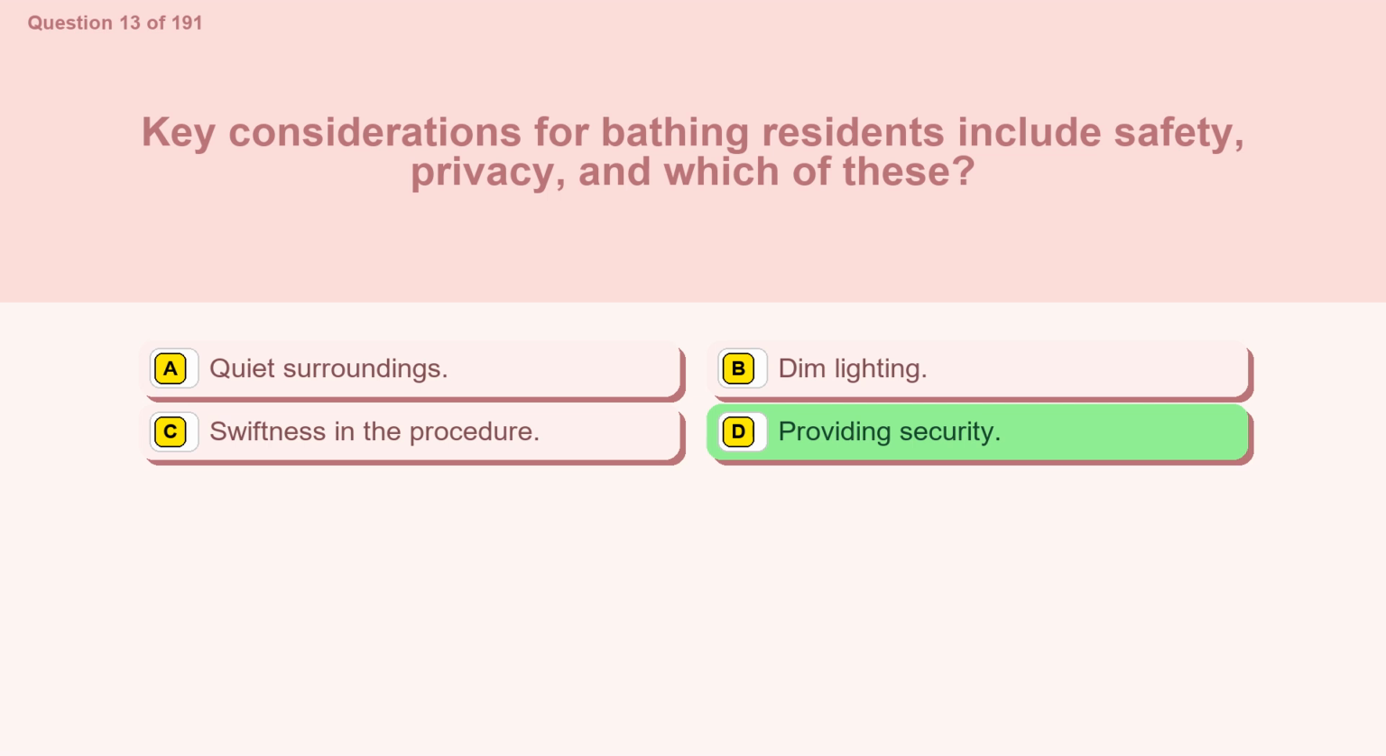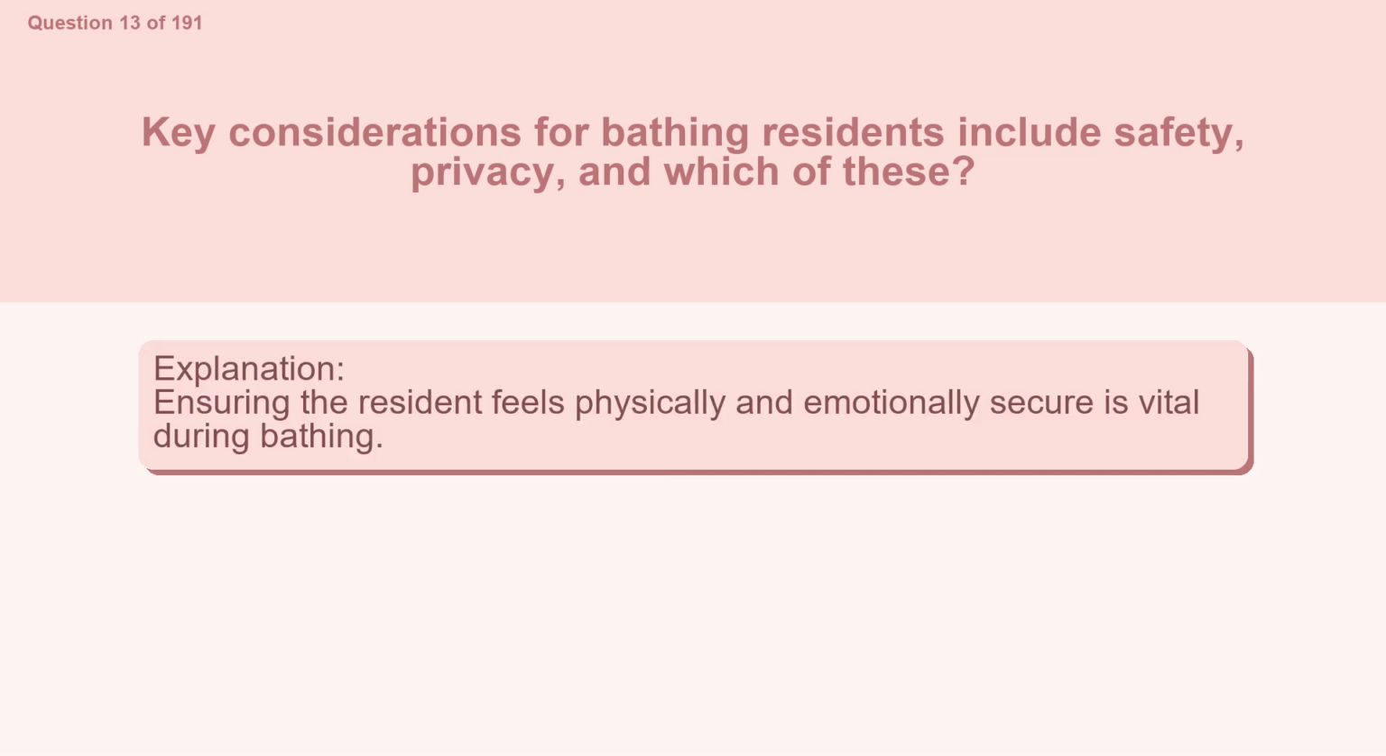The correct answer is option D, providing security. Ensuring the resident feels physically and emotionally secure is vital during bathing.